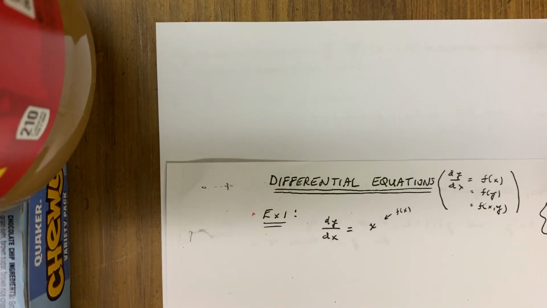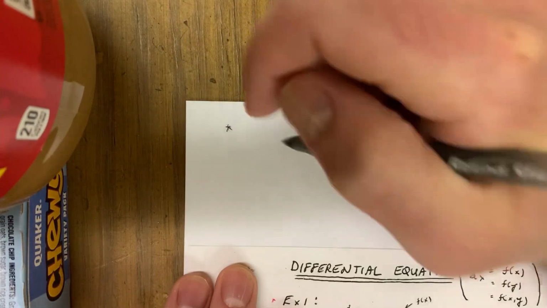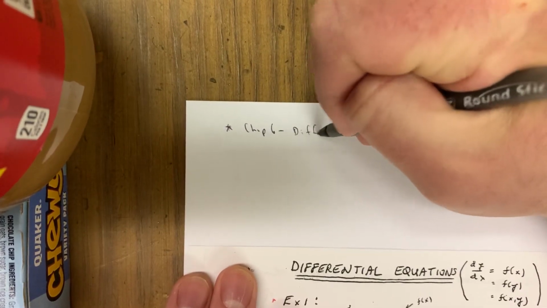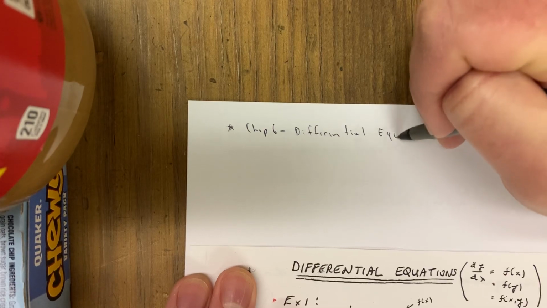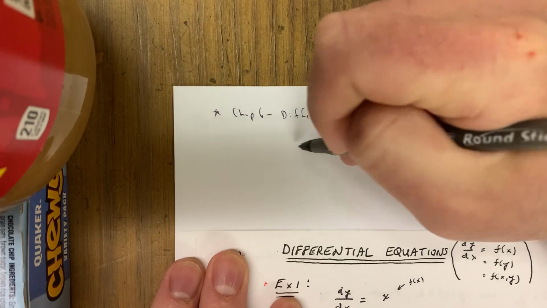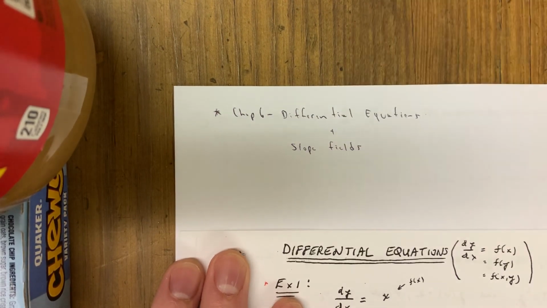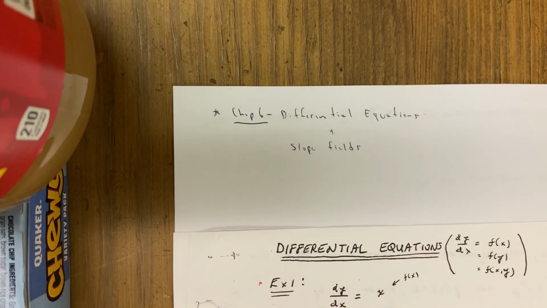This is technically chapter 6, okay? So there's not really room on this ditto, but if you want to, kind of crush it in there somewhere, this is chapter 6 right here, and this is differential equations and slope fields. We'll talk about slope fields, I believe, on day 3, okay? So today we're just really focused on solving differential equations.